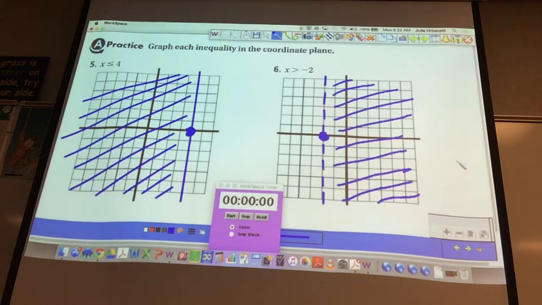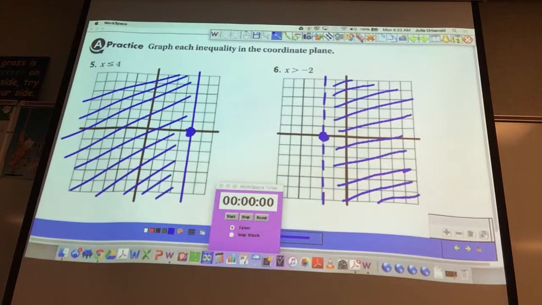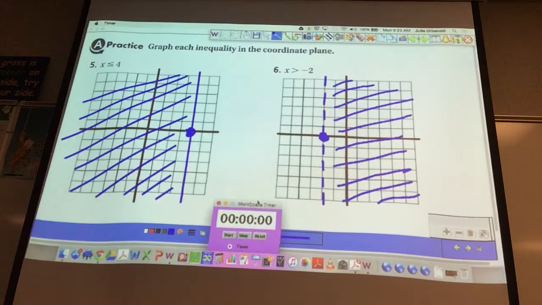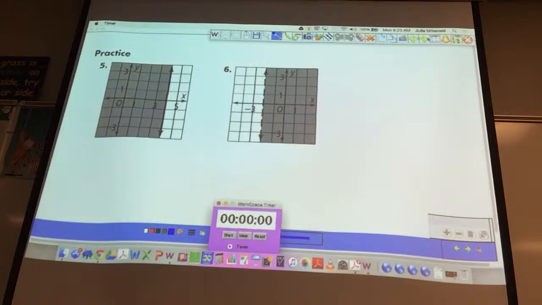So that's what you have to be able to do for the next 20 minutes. Let me show you how to do it on the program, so you understand how it works, and then you can finish it up.